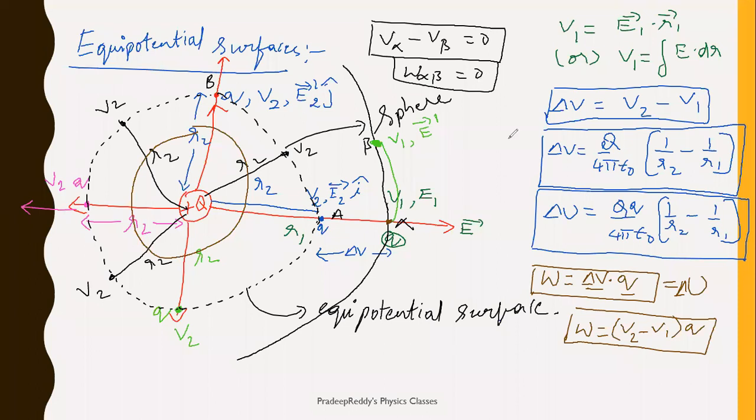So a very, very important conclusion here is that when you move a test charge on the same potential surface, on an equipotential line, the net work done will be equal to 0. If you are bringing the test charge from one potential surface to another potential surface, definitely some amount of work is done, and that work done is non-zero. You can calculate it with delta V times Q.